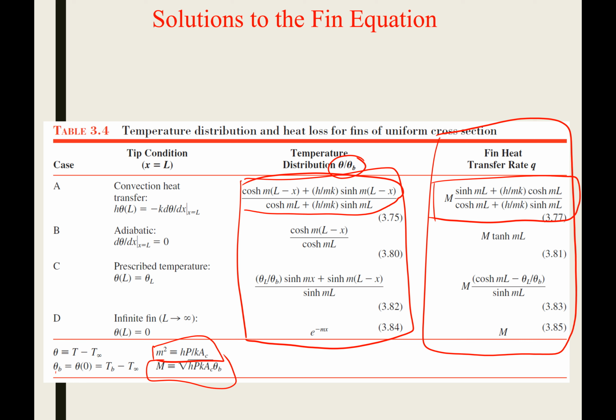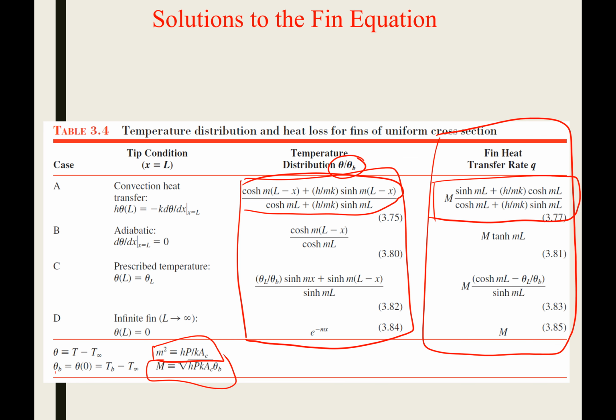Those equations came from integrating that fin equation, and in most cases they're probably things you couldn't do off the top of your head. I know I couldn't, except maybe the infinite fin, which ends up being just exponential dependence. So they integrated to get the temperature distribution, and then they also integrated again, basically integrating all the flux down the whole thing to get the total heat transfer rate.